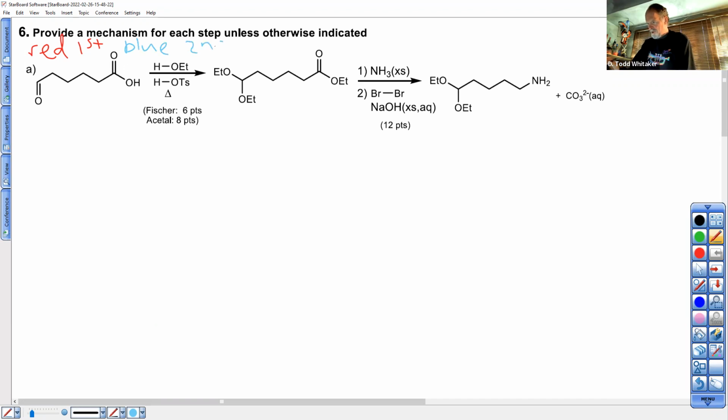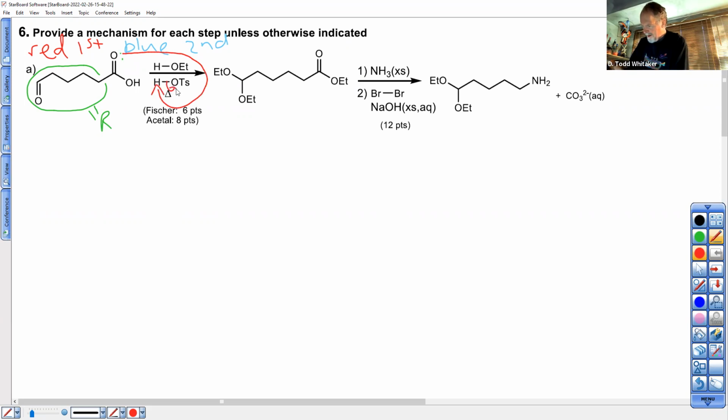If you're going to do a Fischer esterification, you need a carboxylic acid and one alcohol. We have a carboxylic acid here, and we have an alcohol here, HOEt, ethanol. So we're going to do a little R action until we need this portion. We're going to protonate our carbonyl to make it more attractive towards the poor nucleophile. How am I going to do that? I'm going to bring it around underneath here.